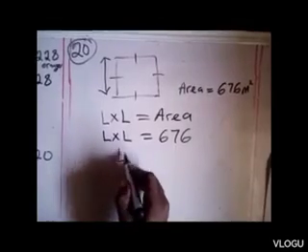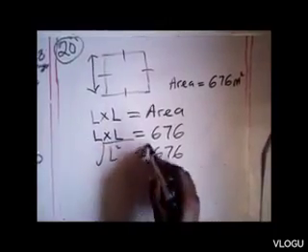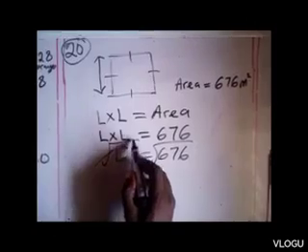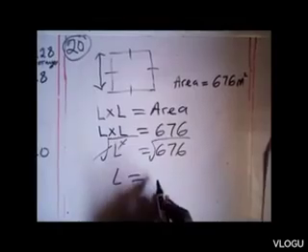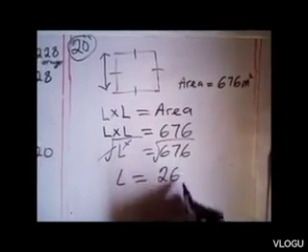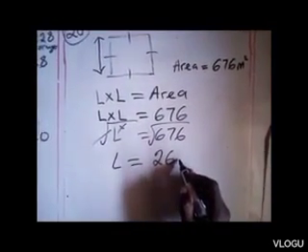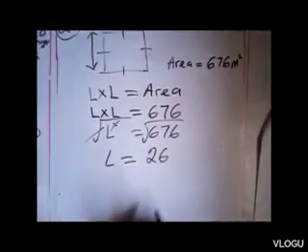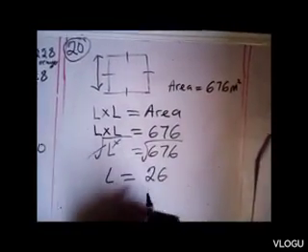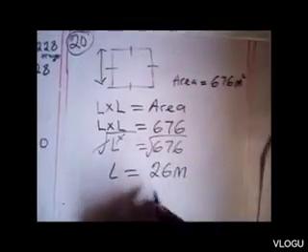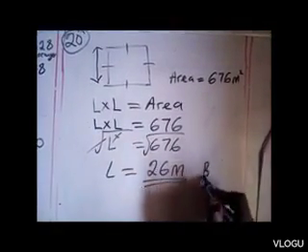So I can do like this: L squared is 676. Calculate the square root of both sides. The square root will take away the square, so the length here should be 26. 26 multiplied by 26 will give us 676. But you can still check this with your calculator, or you will calculate it with your notebook if you know how to do that. So that is the answer for that. 26 meter, which is option B.